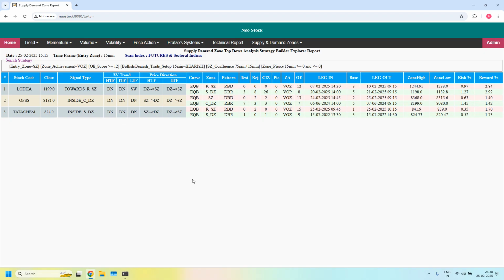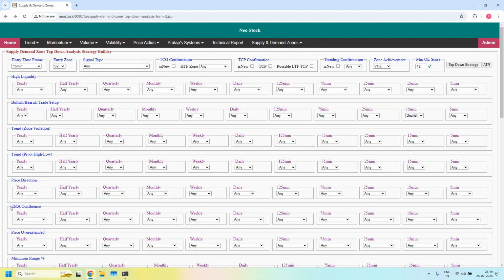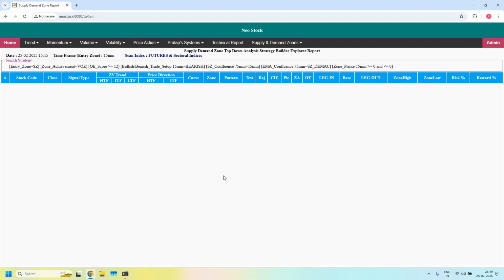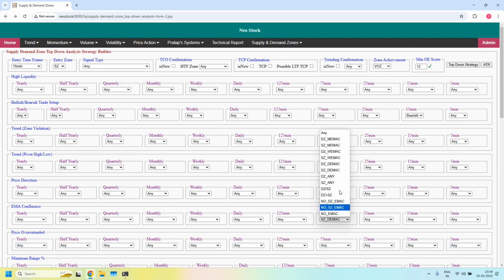If any of these 3 stocks are having 75 minute supply zone with daily EMA confluence, then those stocks are even more high probability to get the success. Let's verify. In the EMA confluence, 75 minutes time frame, checking 75 minute supply zone having daily EMA confluence. So none of those stocks are having daily EMA confluence. Okay, fine. Next, let us look into LTF, ITF, HTF supply zone confluence. I am removing this EMA filter.